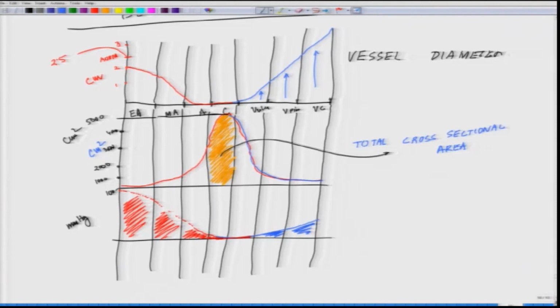So, the average blood pressure you can calculate from this. So, this is your average blood pressure.